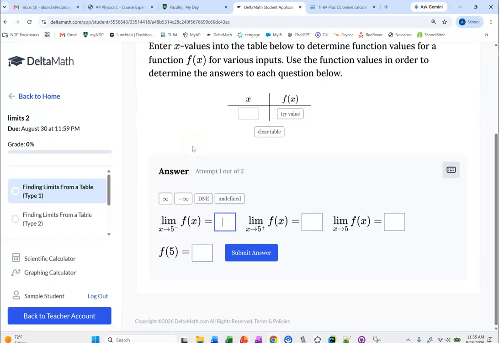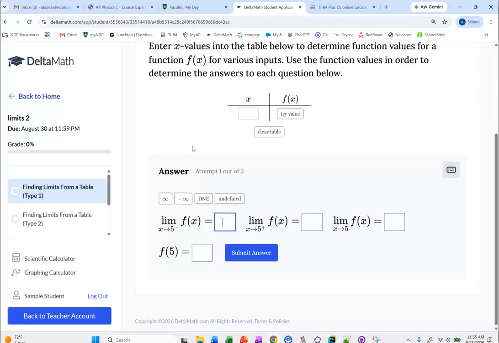Okay, what I want to do now is the same kind of thing. We're going to be evaluating limits, but this time using a table of values. Again, in this problem we're asked to figure out the left-hand limit, the right-hand limit, the overall limit, and then what f of 5 is.